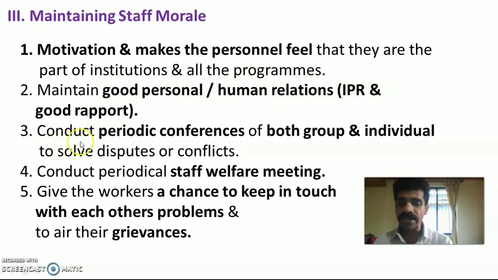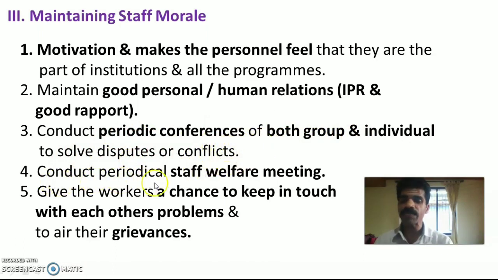Then third function is conduct periodic conferences, both group and individual, to solve the disputes or conflicts between the staff or among the subordinates or the workers. So the third function is conduct periodic conferences, both individual and group conferences, to solve the disputes or problems or conflicts among the employees or subordinates.